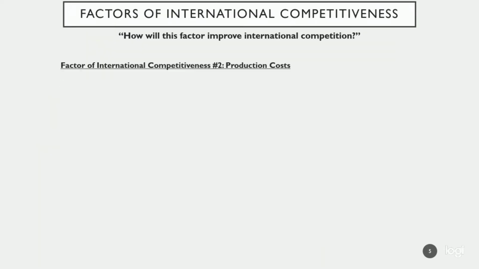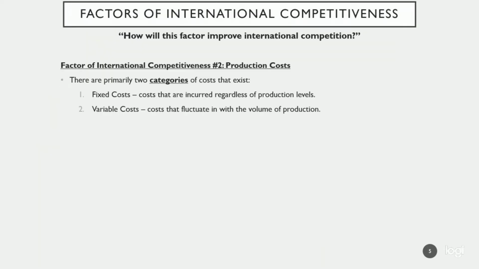Looking at factor number 2, production costs, a reminder that there are 2 big branches of costs. You have fixed costs that businesses incur regardless of production levels. So you're thinking about monthly rental costs, perhaps monthly internet bills or monthly phone bills. And you also have variable costs, which will fluctuate depending on how much you're producing.